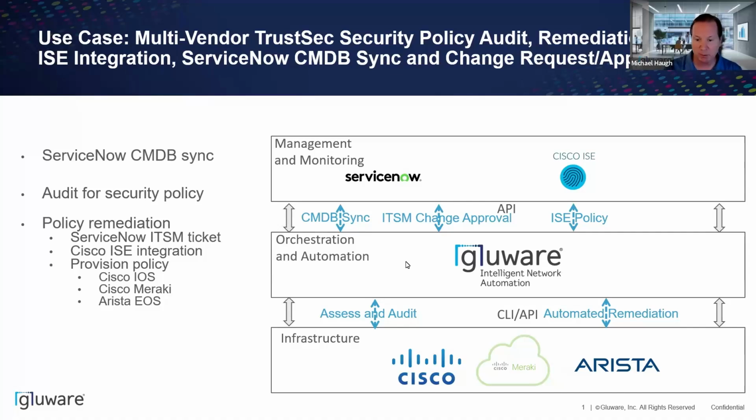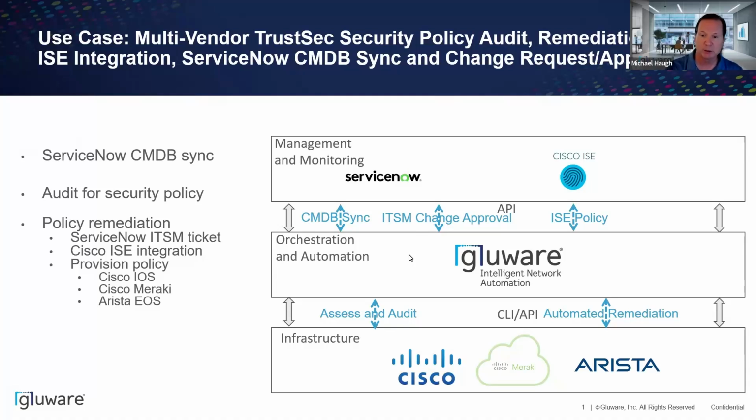Then, as Gluware performs an audit of the underlying infrastructure, we will determine that it needs to be remediated. To make that change, we're going to again interface with ServiceNow, and now we're going to be interfacing with it as an ITSM, an IT Service Manager. So we're going to be opening up a change request. That change request will have to wait for an approval to happen within ServiceNow. Once we get the approval, we will proceed on with the remediation.